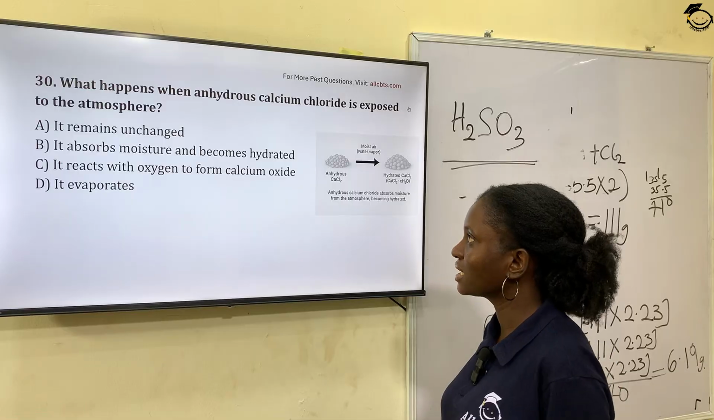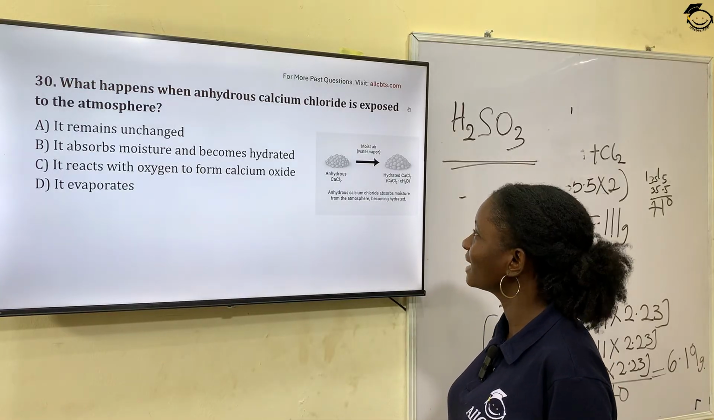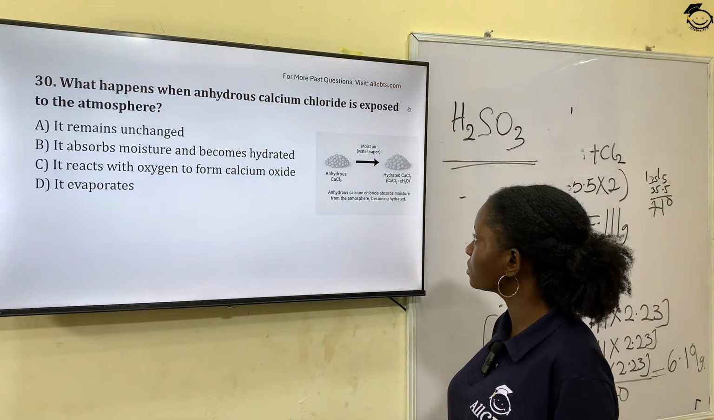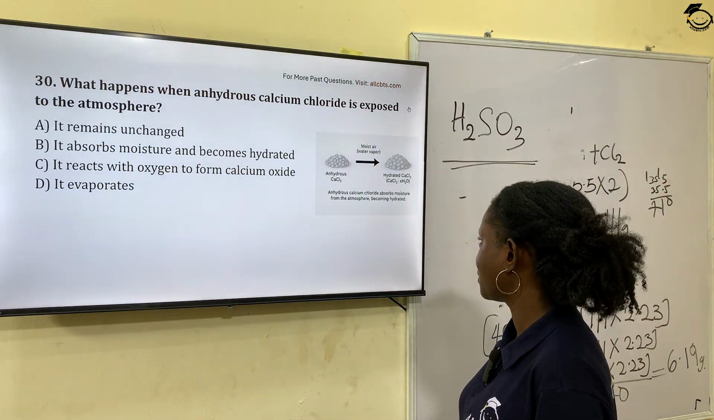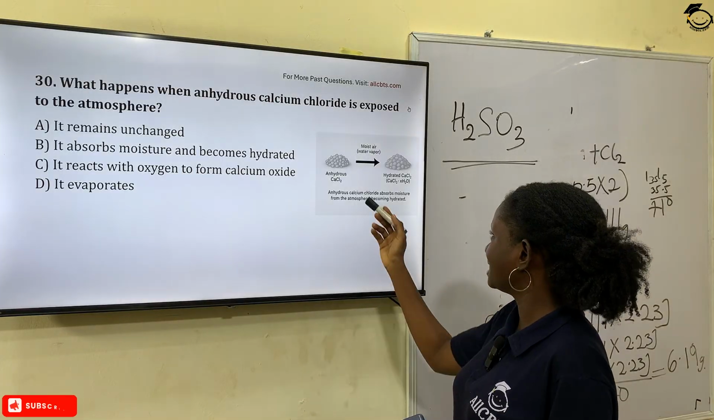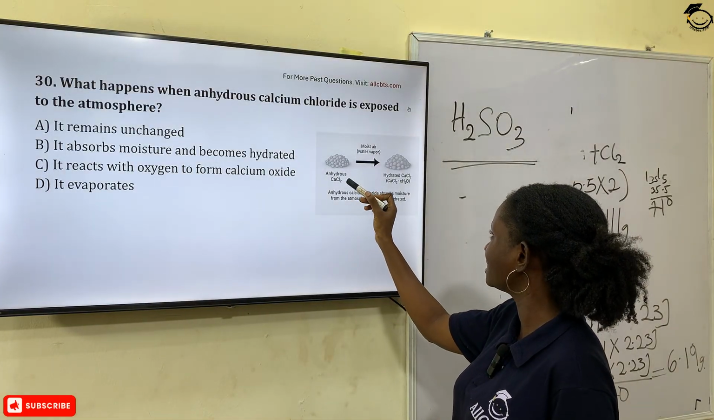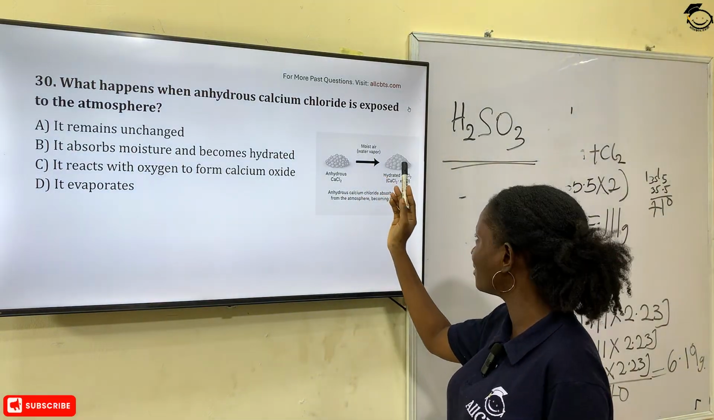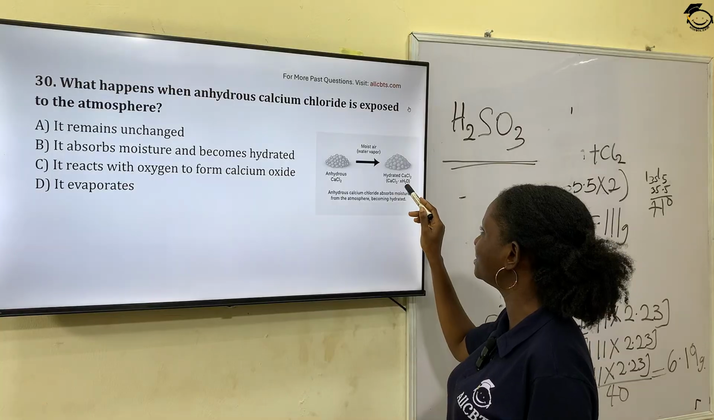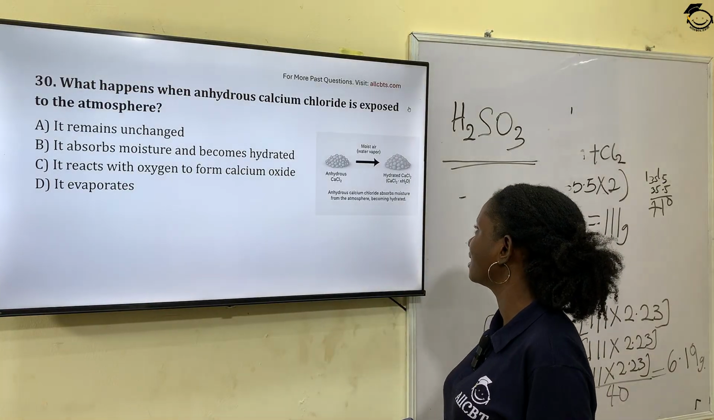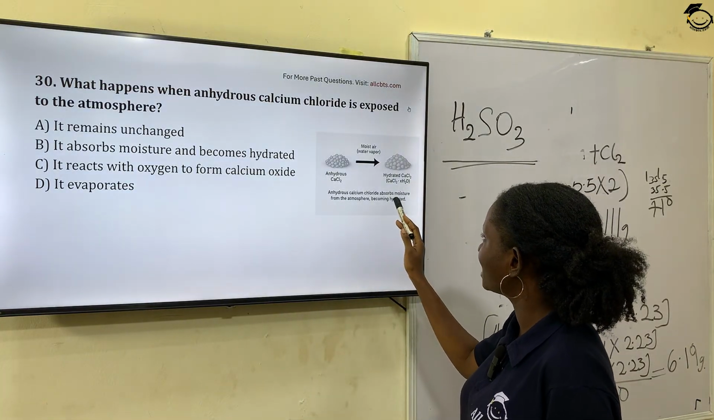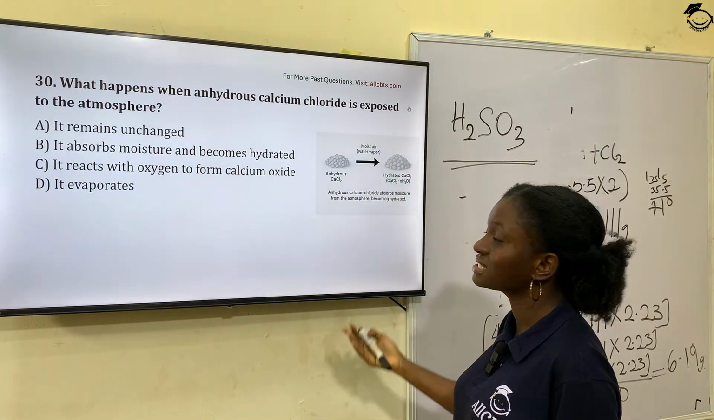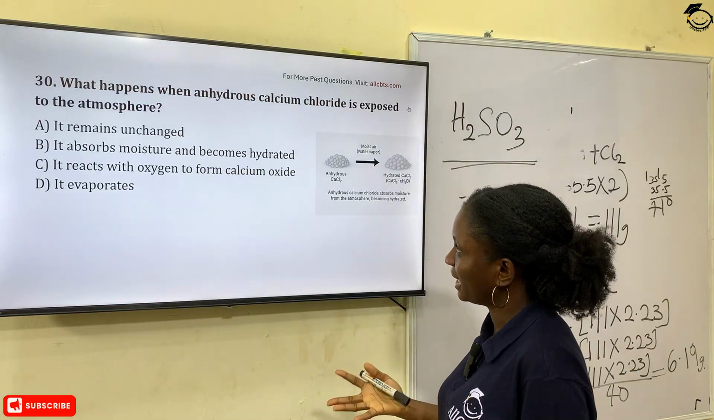Question 30. What happens when anhydrous calcium chloride is exposed to the atmosphere? If you look at this, you see the calcium chloride, when it is exposed in the presence of moisture or water vapor, it forms hydrated calcium chloride. So anhydrous calcium chloride absorbs moisture from the atmosphere and it becomes hydrated calcium chloride.